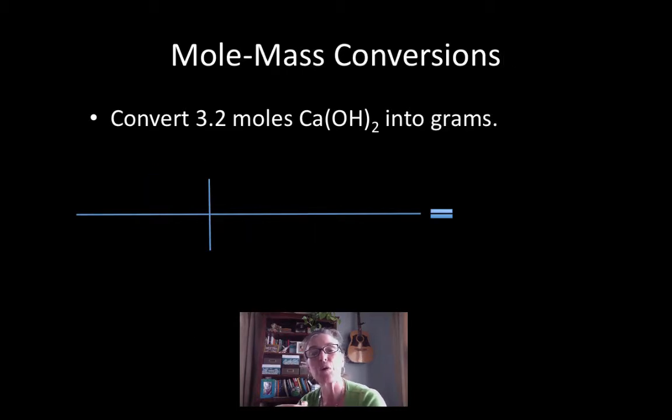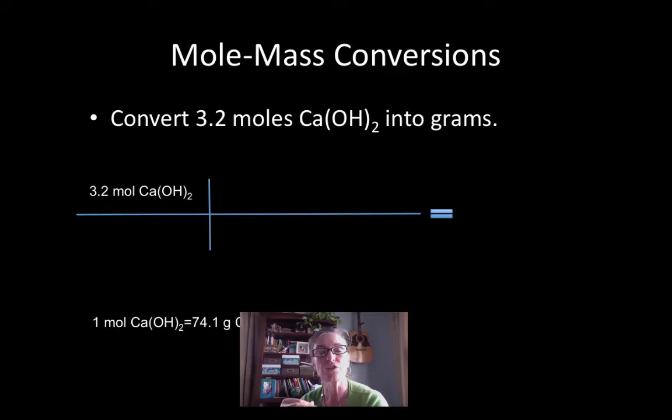Next problem is a mole-mass conversion. This time, instead of converting from moles to particles, I want to convert from moles into grams. So I put my 3.2 moles of calcium hydroxide in the upper left-hand part of my picket fence. Now I look for an equivalence that shows me the relationship between moles and grams of calcium hydroxide, and that's going to be the formula, the molar mass, the formula mass. So 1 mole of calcium hydroxide is equal to 74.1 grams of calcium hydroxide.